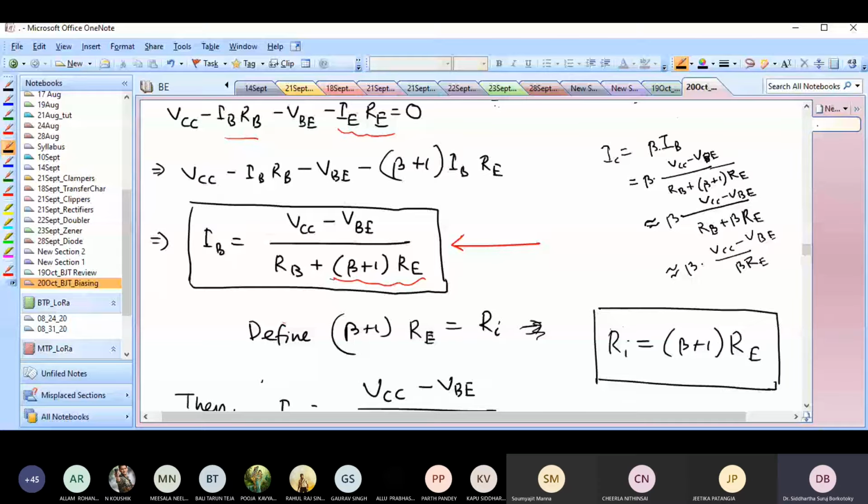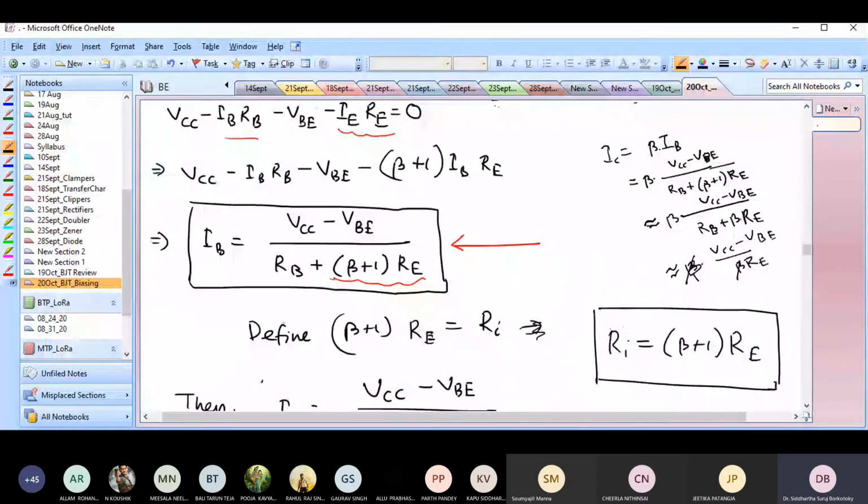Now beta cancels. What that means is that my IC, the current IC, is no longer dependent on beta, which is a nice thing, because if IC does not depend on beta, then VCE also does not depend on beta, which is great, right? I want to make sure that IC and VCE, the two output quantities of interest that determine the operating point, do not change with beta. So this is what is happening here.